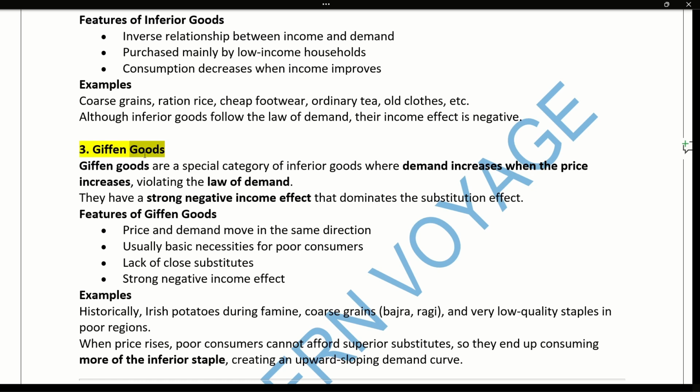3. Giffen goods. Giffen goods are a special category of inferior goods where demand increases when the price increases, violating the law of demand. They have a strong negative income effect that dominates the substitution effect.